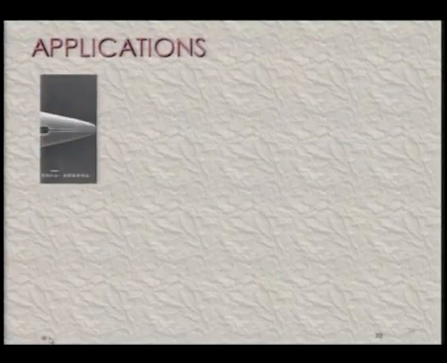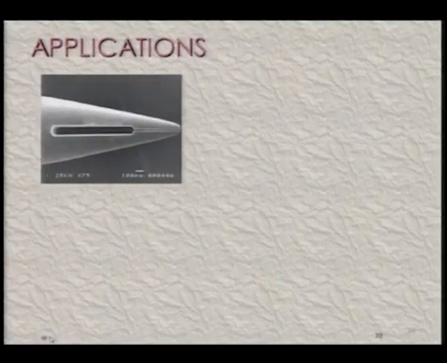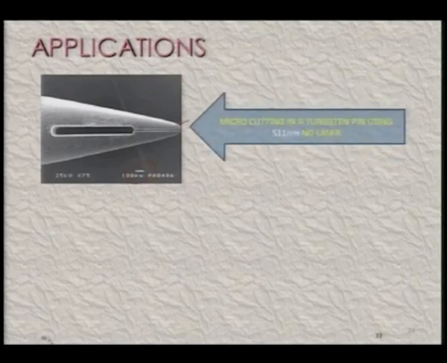There are other applications of the laser beam. You can clearly see how thin the cutting has taken place. This is the bigger channel part, and this is a very thin sheet which is connecting this big one with this small one, and this is the scale for 100 micrometers. So, you can see it is maybe a few micron or less than around 10 micron in size or so. Micro cutting in a tungsten pin using a 511 nanometer Nd laser.